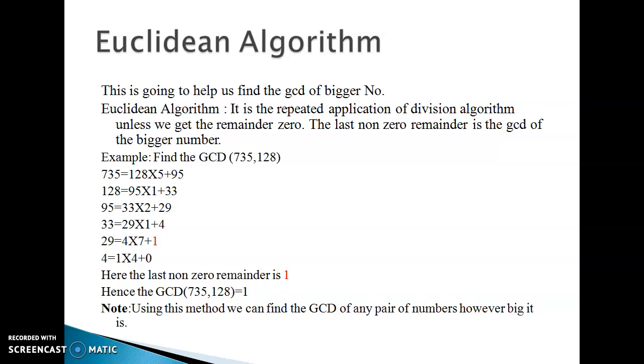Here the last non-zero remainder is 1, which I have highlighted with the red color to understand it in a simpler manner. Therefore the GCD of 735 and 128 is equal to 1. You know that if the GCD of any two numbers is 1, such numbers we call relatively prime numbers. Using this method, we can find out the GCD of any pair of numbers, however big it is.